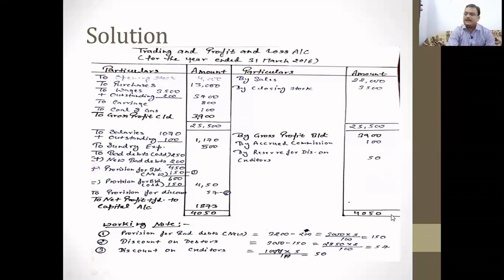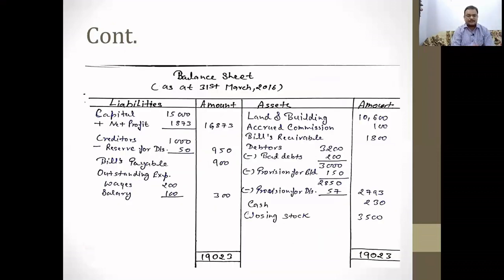Total will be 4050, and 4050 credit side compares with the debit side, and there is a net profit of rupees 1873. That net profit should be transferred to the capital, and that will be added at the capital plus net profit. Okay, so now see what is the balance sheet for this question.